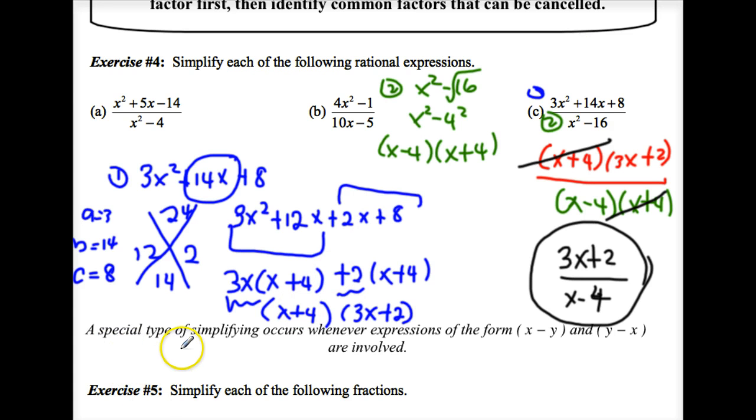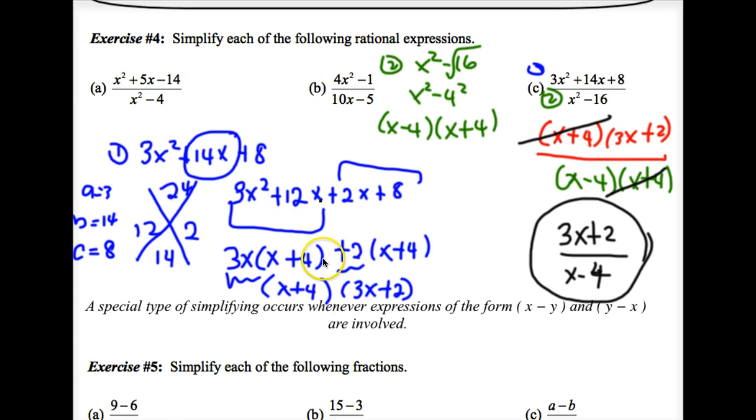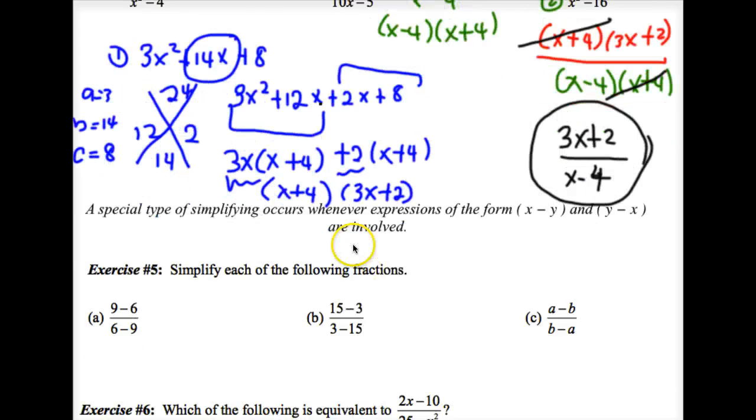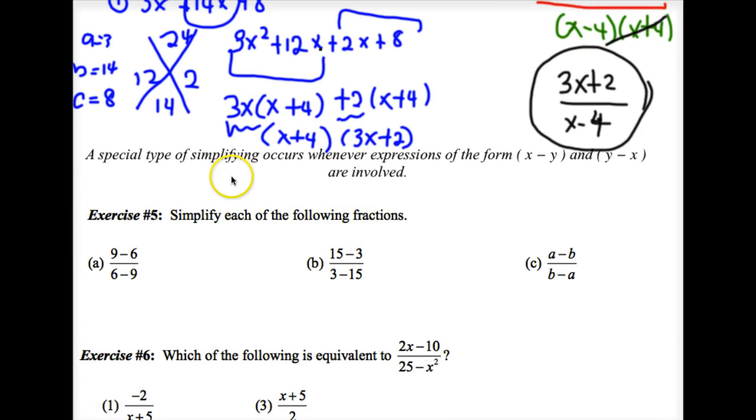There you go. Moving on to the last exercise for today, there's a special type of simplifying that occurs when the expressions are in the form of x minus y and y minus x, meaning they're flipped. But let's see what really happens with such numbers when they're flipped. So in this case, 9 minus 6 and 6 minus 9. So let's just simplify this.